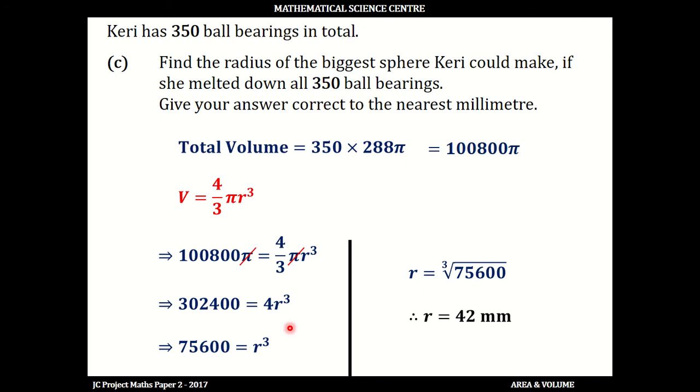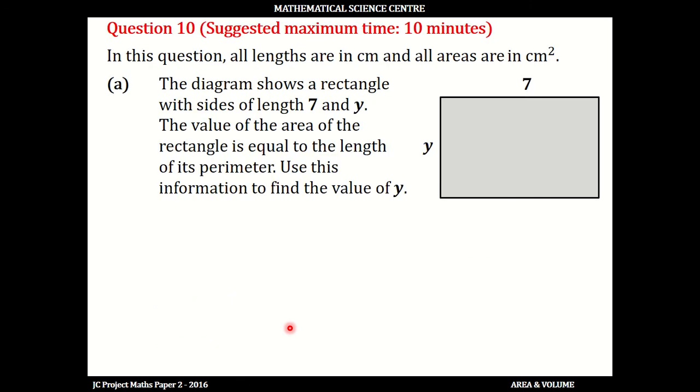Okay. The next question then, this is just on area. So we're told in this question all the lengths are in centimetres and the area is in centimetres squared. The diagram shows a rectangle with sides of length 7 and y. The value of the area of the rectangle is equal to the length of its perimeter. Use this information to try and find a value of y.